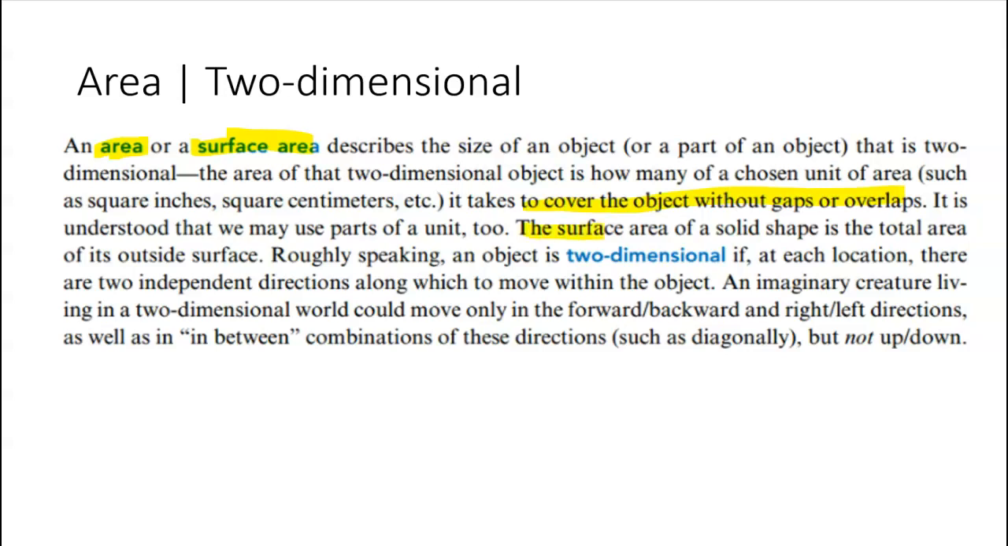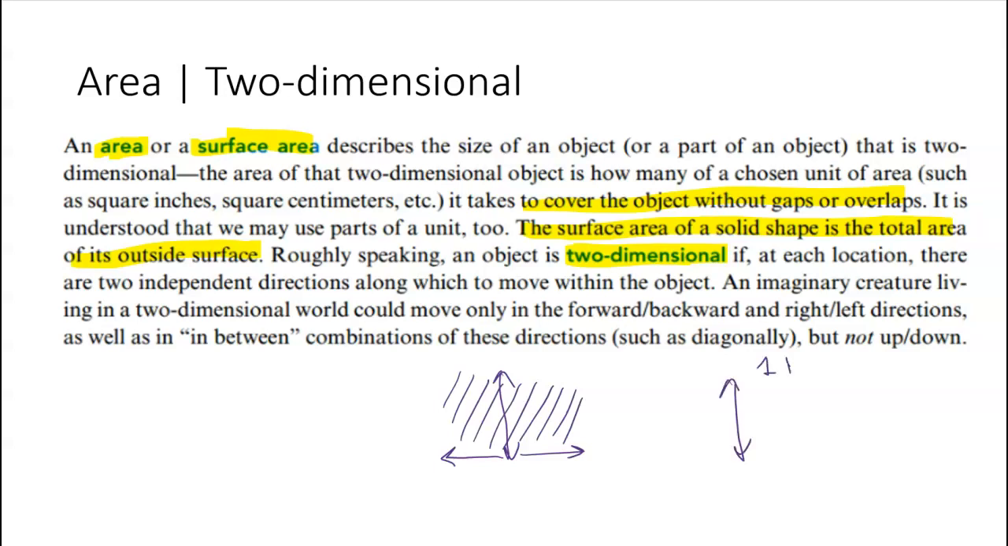And then the surface area, as I said, of a solid shape is the total area of its outside surface. And so we're talking about two-dimensional here. So if you want to think about an imaginary creature, this creature can go forward and backwards. So that's length, right? Just forward and backward, but can also go left and right. So it's kind of filling up more space, whereas our one-dimensional character could just go forward and backwards. Now we can go in two different directions and cover space.